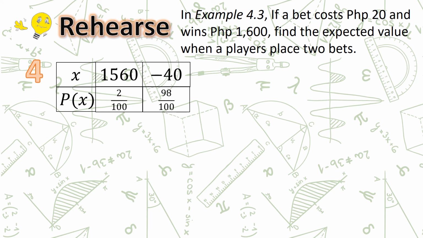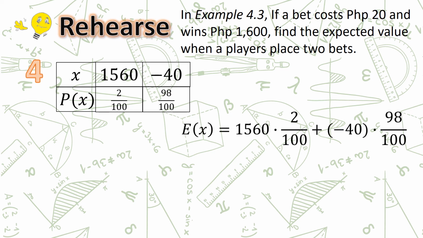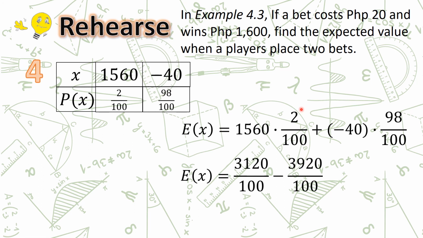So the expected value will be 1,560 times 2 over 100 plus negative 40 times 98 over 100. So that will be 3,120 over 100 minus 3,920 over 100, and that is negative 8 pesos.